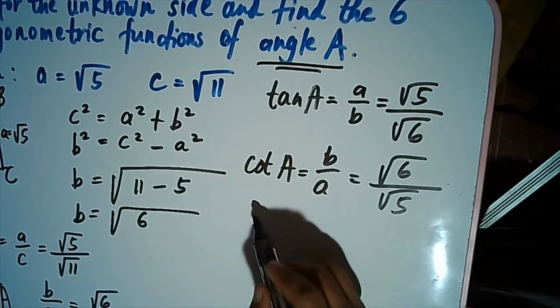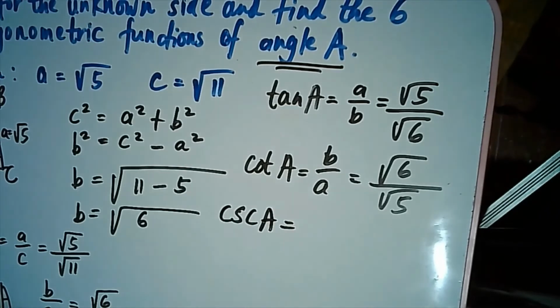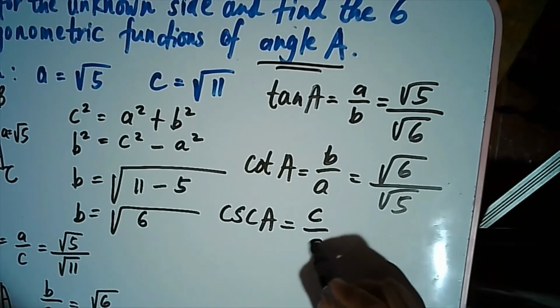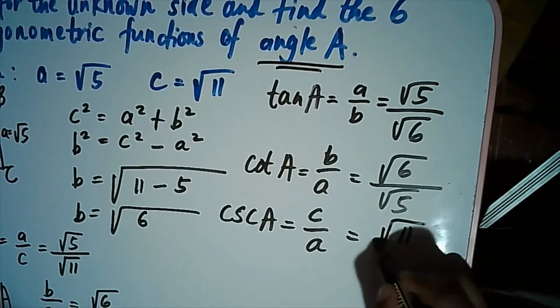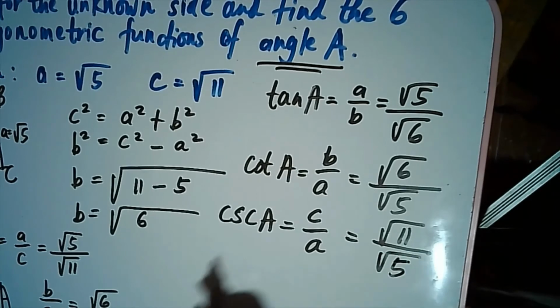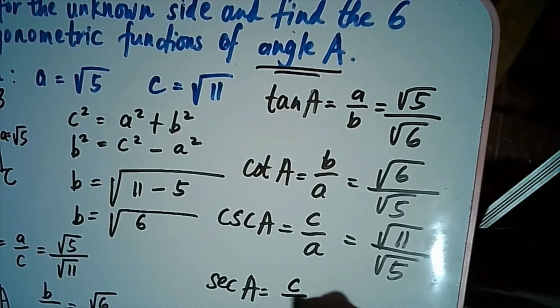And then the other two functions, the cosecant A is equal to the reciprocal of the sine, which is C over A. This one, square root of 11 over the square root of 5. And then the last one is the secant A, which is equal to the reciprocal of the cosine A. C over B is equal to the square root of 11 over the square root of 6.